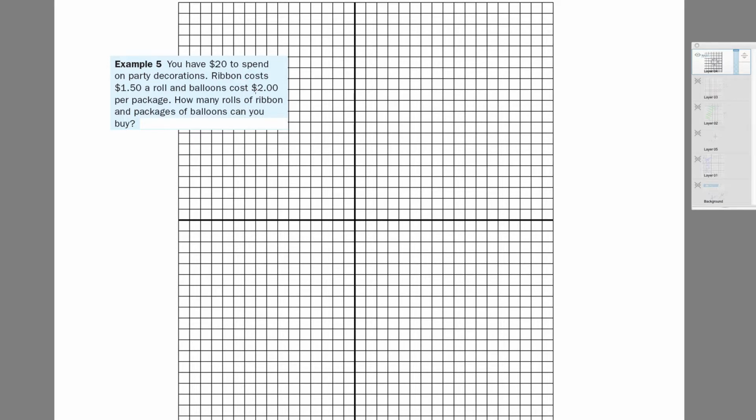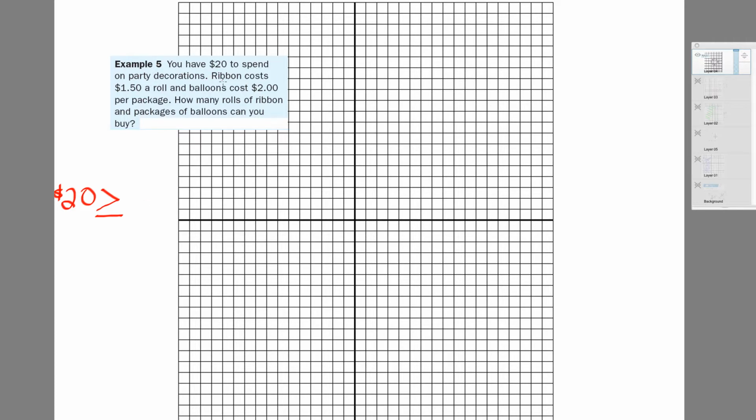Well, this is an inequality, because what you have is you can spend up to $20. So when we write this in, I've got that $20 is going to be greater than or equal to whatever I spend. Now I'm spending money on ribbons and balloons.